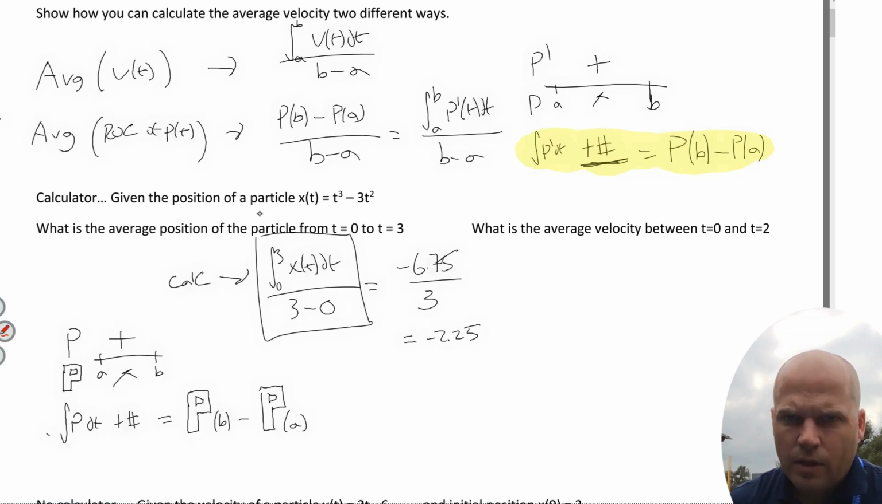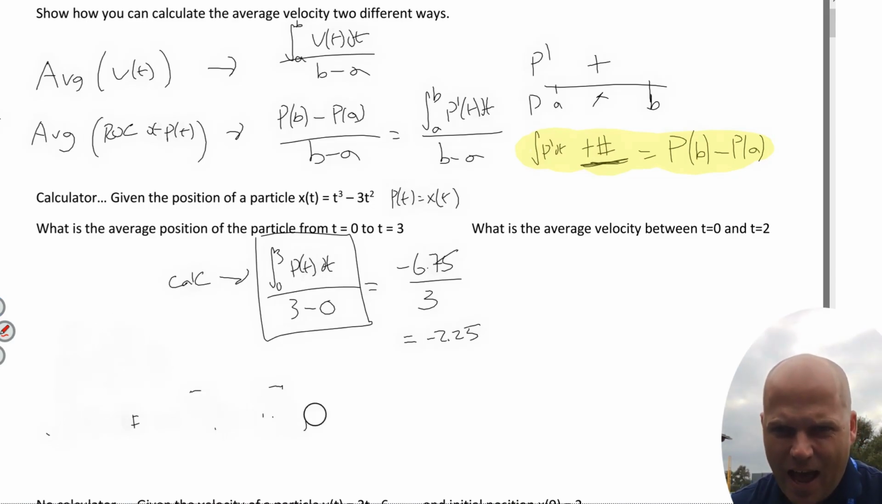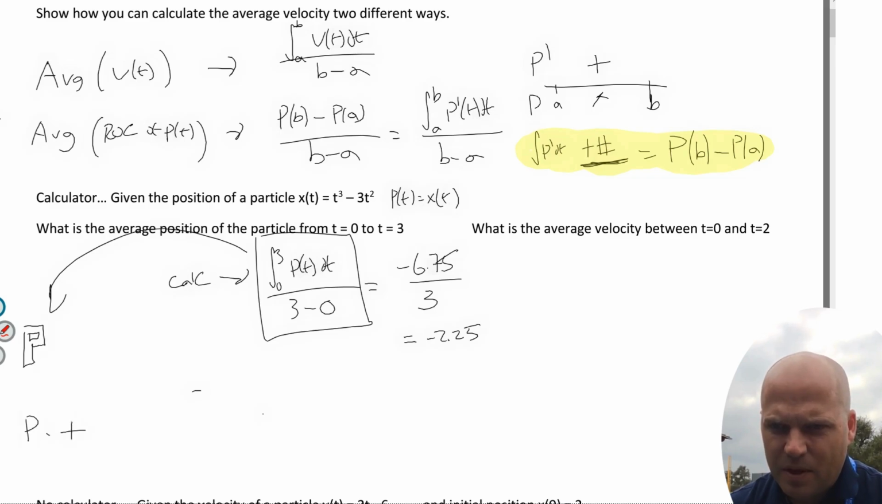Cool. Now, this is important. This is another reason why we like to use P of T instead of X of T. Cool. But now, if I did not have a calculator, I would need the antiderivative of P. The idea is P being positive tells me the antiderivative of P is going up.